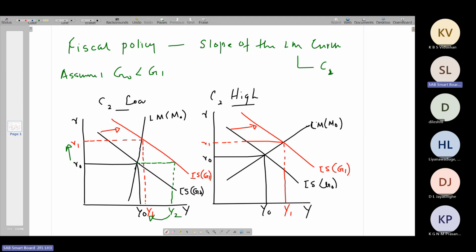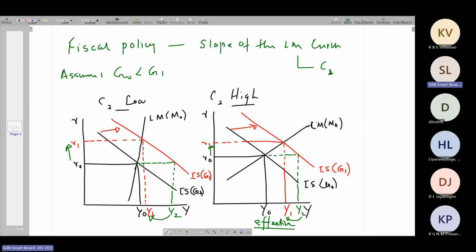But here, at the prevailing interest rate, you see the income level should rise up to Y2, but due to the rise in the interest rate slightly, compared with here, there is a low crowding out effect. So which policies under what circumstances? Fiscal policy, if the C2 is high, is effective. If there is a high interest elasticity of money demand, fiscal policies are effective.